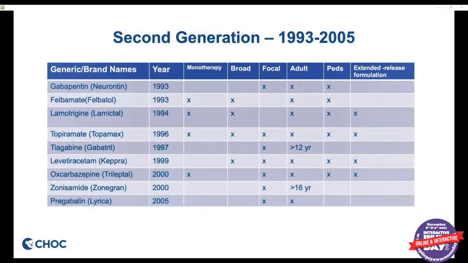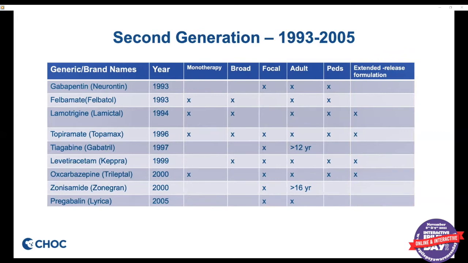As a whole, the second generation AEDs have fewer drug interactions and more predictable drug levels. All were studied as add-on therapy, and some went on to get approval for monotherapy, meaning it has shown efficacy against certain seizure types when used by itself. Broad-spectrum AEDs can treat complex seizure types, while others are only effective against focal seizures. There are even extended-release formulation versions which allow for once-daily dosing to improve medication adherence.